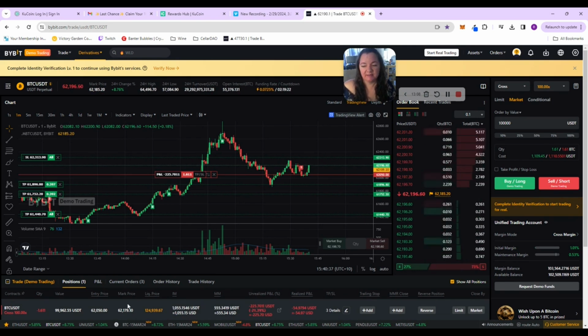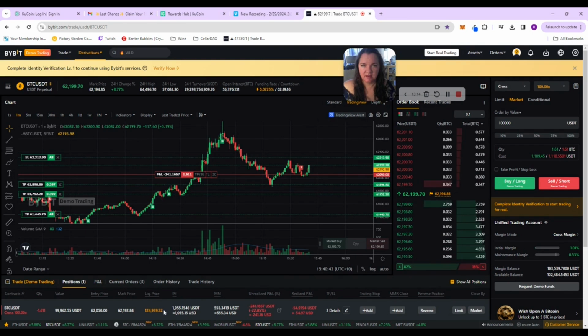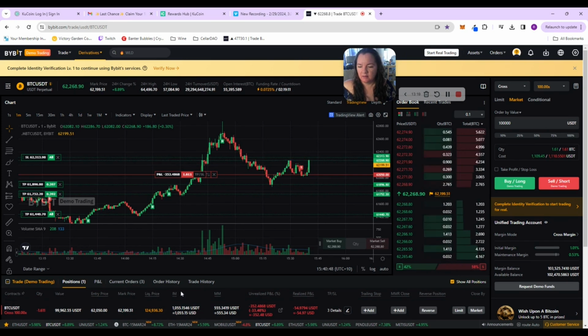Entry price, mark price. So entry price is what I entered at, mark price is the current price, and then it gives you the liquidation point as well, if you didn't have a stop loss, when you would actually get liquidated on your whole amount. This is your margin that is required to open your trade, and then you have the minimum margin as well.